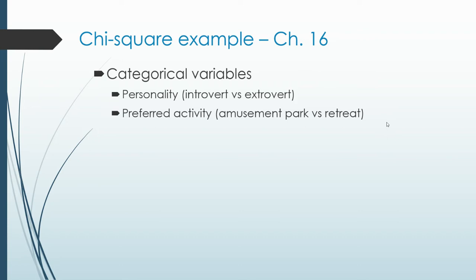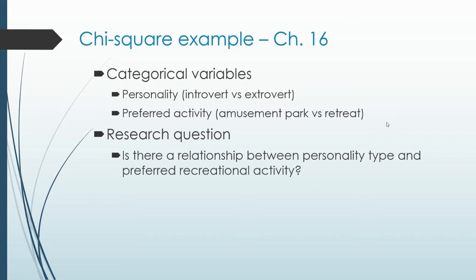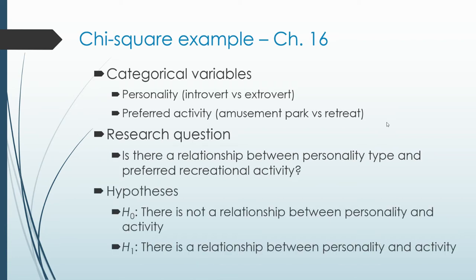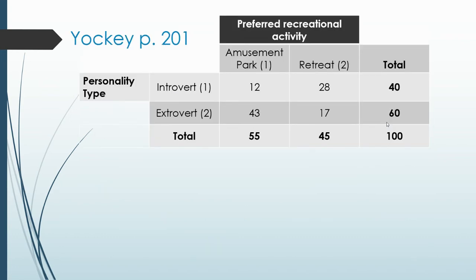And so what you can do then is you can come up with a research question, and as is typical of Yaki, he'll ask this in the chapter. In this particular case, the research question that could be addressed by this example is, is there a relationship between personality type and preferred recreational activity? Then, based upon that research question, you would have two hypotheses. The null hypothesis would be that there's not a relationship between personality and activity. And then the alternative hypothesis would be there is a relationship between personality and activity.